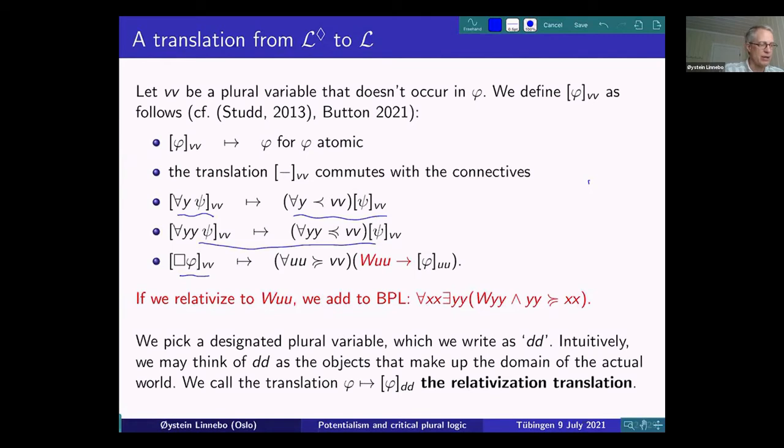And then what is it for phi to be necessary from the point of view of VV? Well, for any extended plurality that also represents a world, so you may want to add the stuff I have in red ink here. That's optional, but it's often nice to add. So if that extended plurality also represents a world, which I capture by the antecedent here, then phi holds of that too. Okay, so that's the idea. And we're calling this the relativization translation.